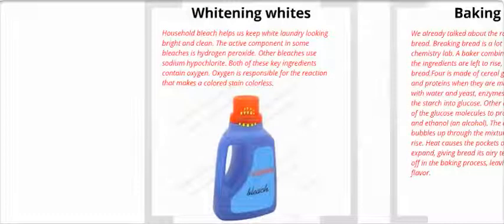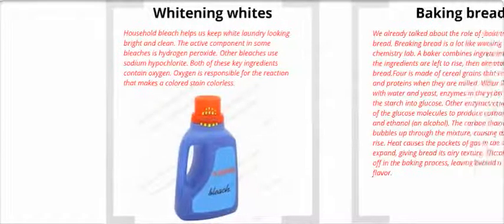So we also whiten our whites. Household bleach helps us to keep white laundry looking bright and clean. The active component in some bleaches is hydrogen peroxide. Other bleaches use sodium hypochlorite. Both of these key ingredients contain oxygen. Oxygen is responsible for the reaction that makes a colored stain colorless.